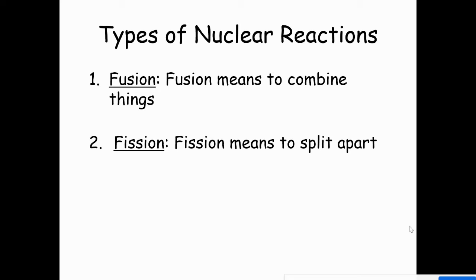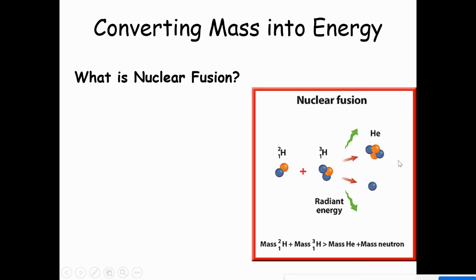And so the thing to remember with both of these is that these are types of nuclear reactions. So nuclear reactions involve the protons and the neutrons that are located in the nucleus. So we're either going to be combining something to make a new nucleus or we're going to be splitting apart a nucleus. And if you remember, both of those released an enormous amount of energy. All right, so let's get started. Let's talk about nuclear fusion first.